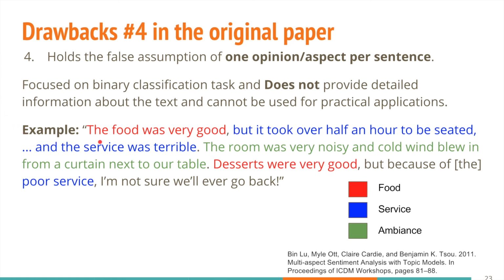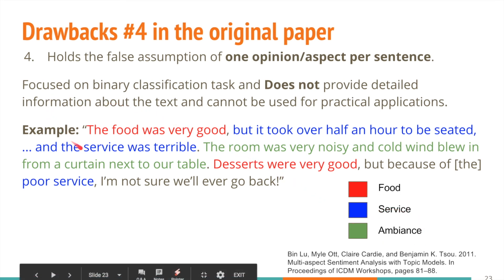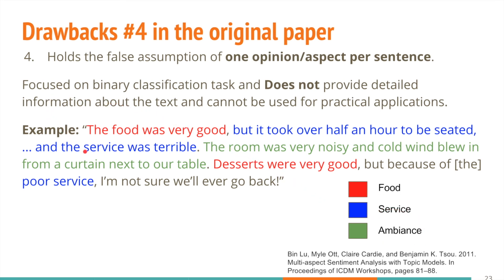You can see that it is a typical customer review of a restaurant's several aspects: food, service, and ambience. Now the first sentence: the food was very good, but it took over half an hour to be seated, and the service was terrible. So this sentence expresses two sentiments on two different aspects, positive sentiment on food and negative sentiment on service. So the original paper would only catch one sentiment and totally miss other important aspects.